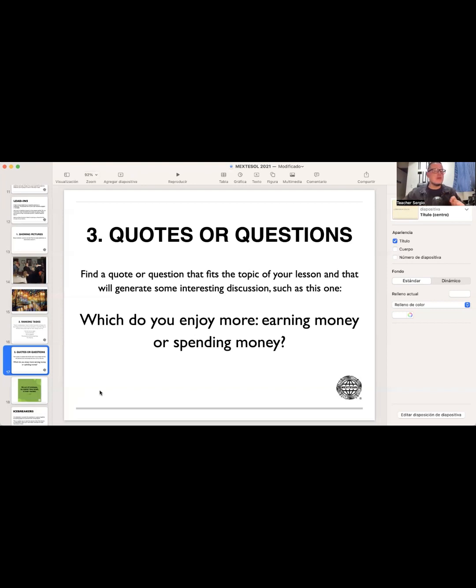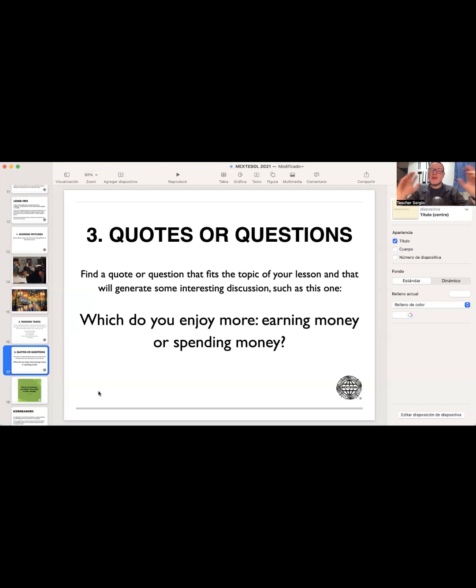Hey, which do you enjoy more? Earning money or spending money? My friend Patty, what would you say? Of course, spending money. I am a woman, I have to agree. I prefer to spend money because normally earning money means that you have to work. It's not that I hate my job, of course, but I prefer to spend the money.